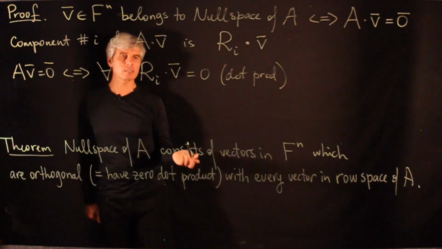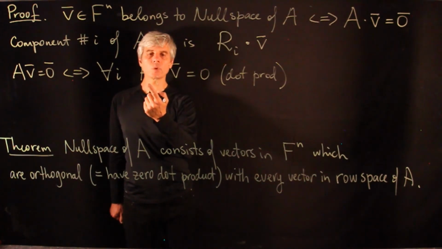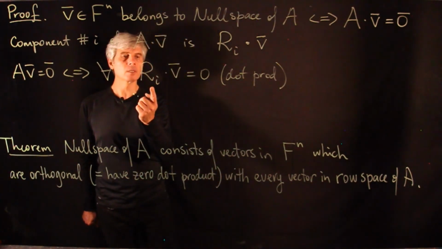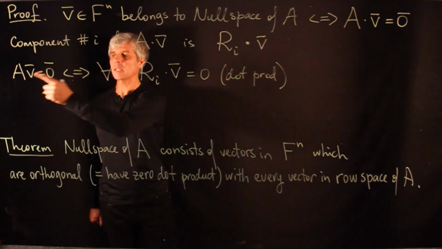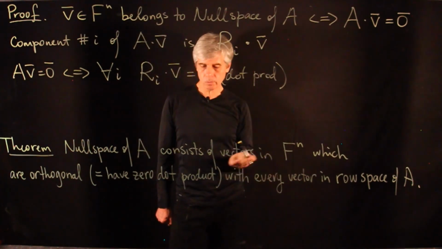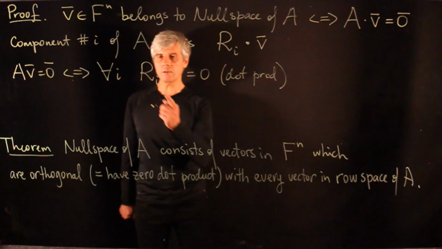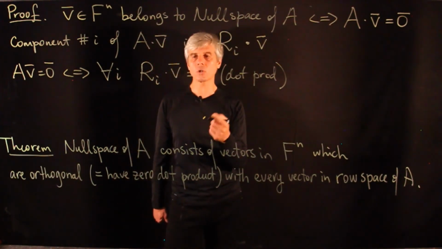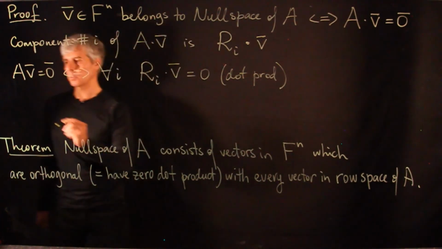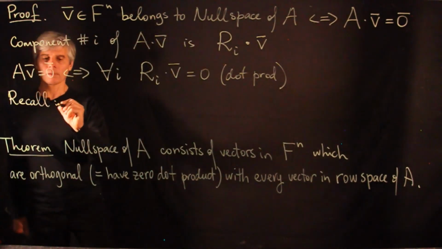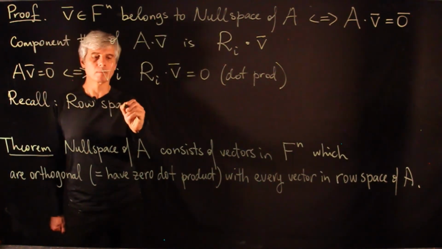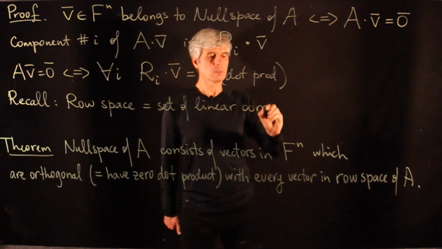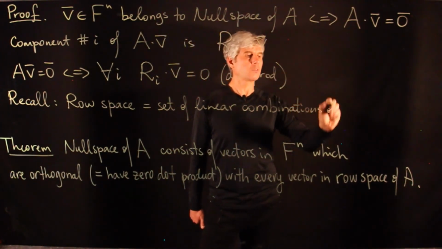And this tells us that the vector v is orthogonal to every row of the matrix, and vice versa. So if v is orthogonal, or has zero dot product, with every row of the matrix, then it belongs to the null space. And now we need to see something stronger: that if v has zero dot product with every row, then it has a zero dot product with any linear combination of the rows. So we recall that the row space is the set of linear combinations of rows of A.